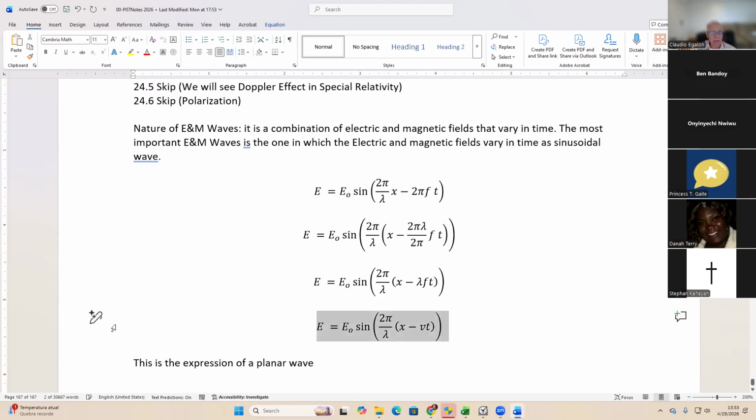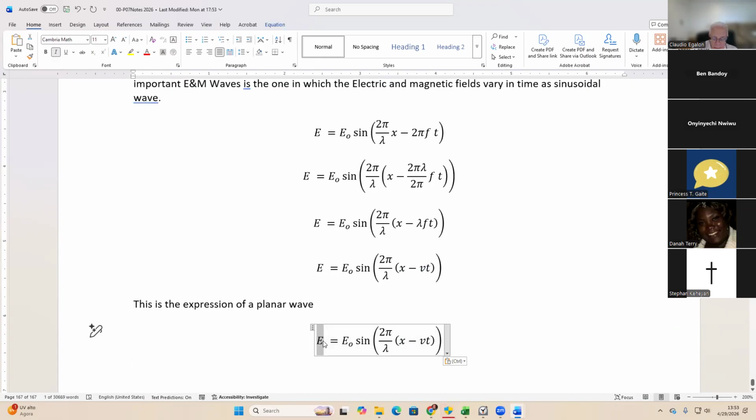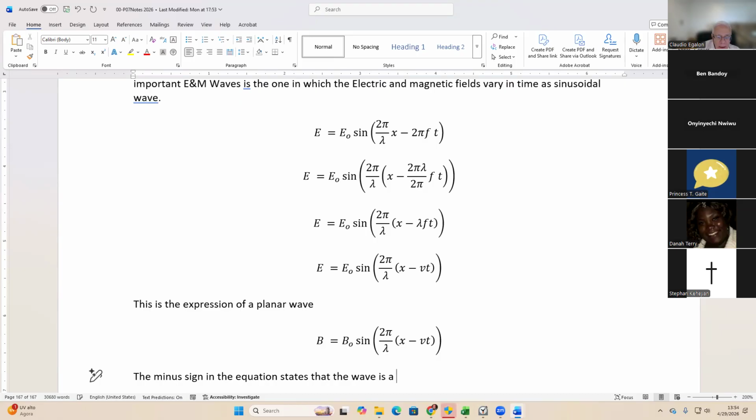When it comes to the magnetic field, we have something very similar. And you saw the simulation too. B naught, and that's a forward propagating wave. The minus sign in the equation states that the wave is a forward propagating wave.